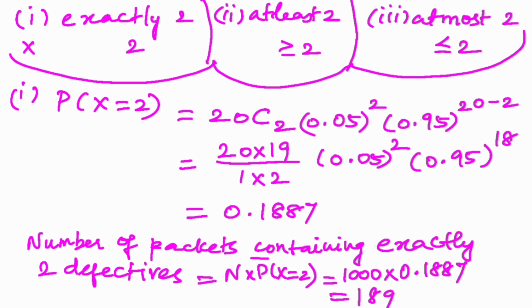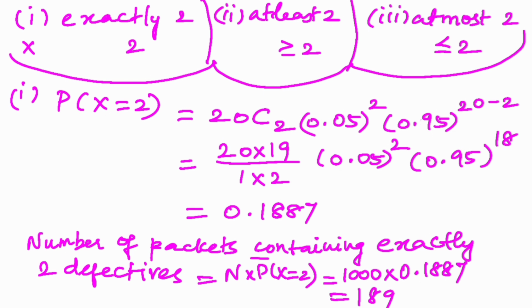Exactly 2 means directly X equal to 2. At least means from 2 it can go up to a maximum of 20 defectives, so X is greater than or equal to 2. Third category is at most 2. That is, the maximum number of defectives should be 2, so it may be either 0 or 1 or 2. It does not cross the number 2. Defective items maximum number is 2. These three are going to be solved by the binomial case.